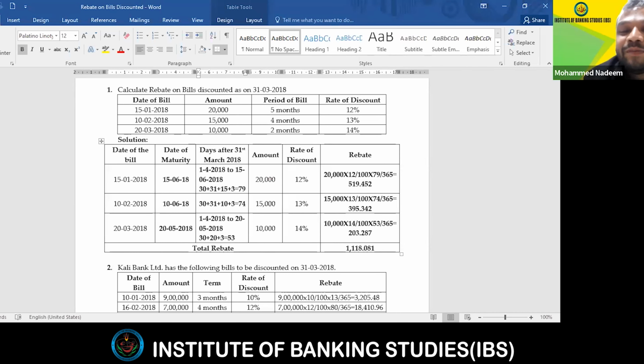Including me. So if the bill is maturing exactly on the date of maturity, the 3 days will be refunded to the customer. If it is not, then the extra interest will be charged to the customer.